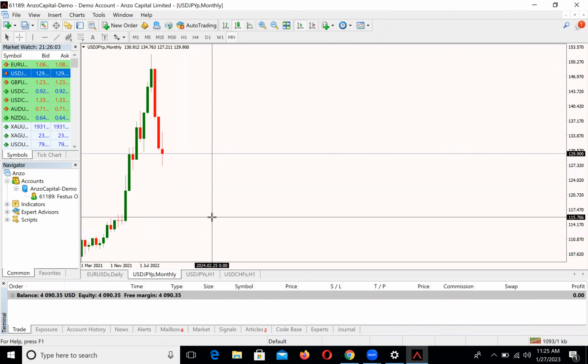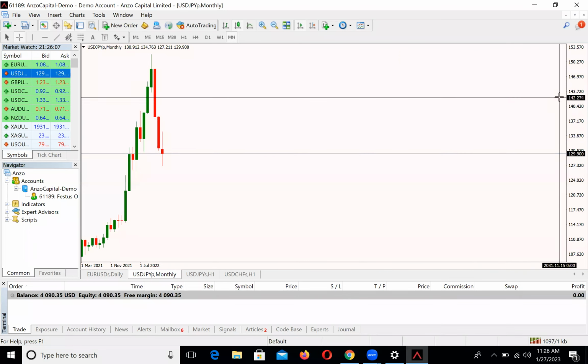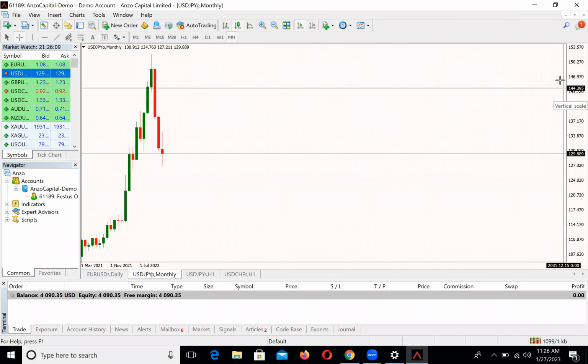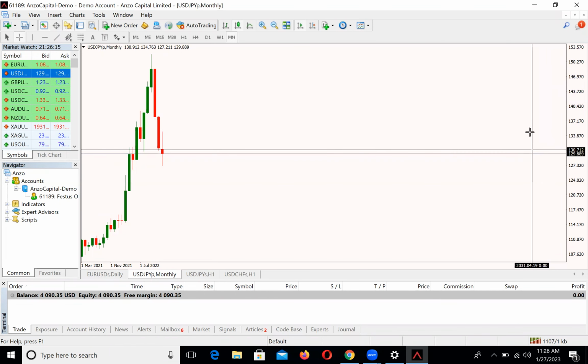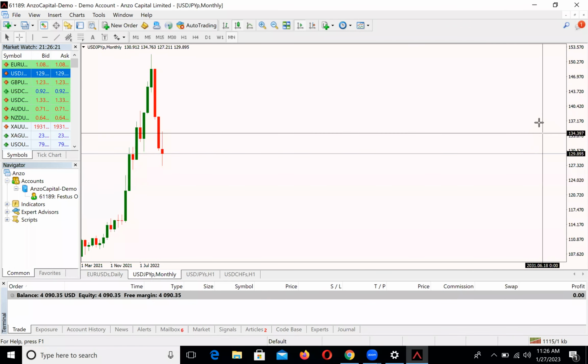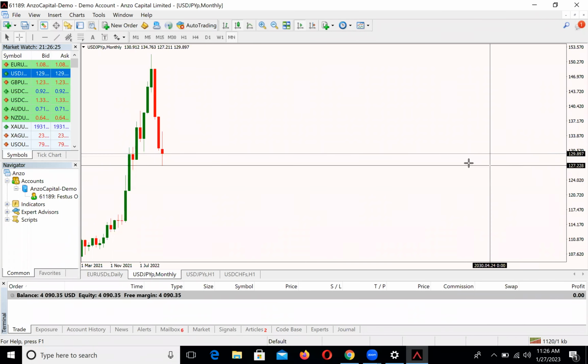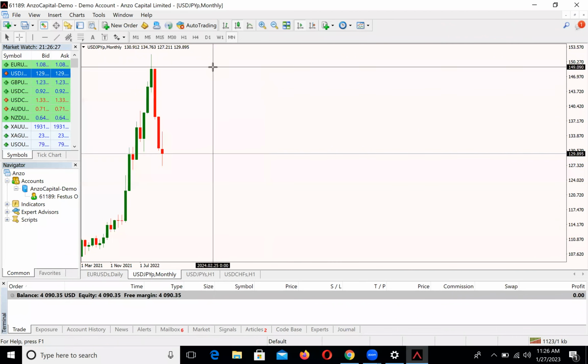The month of December, and the horizontal line shows you the price, the current price. If you move it and you look at the right-hand side, you see different prices. These are the price levels of the chart. So currently the price is at 129.897. So these are different price levels.